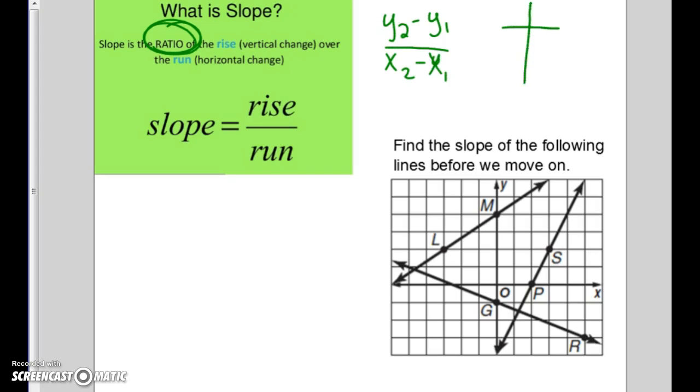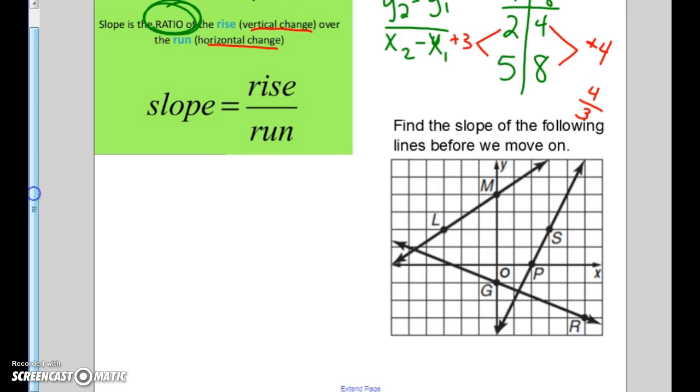We have also talked about slope this way, haven't we? Whereas if I had a 2 and a 4, and let's make this a 5 and an 8, what do you have to do to get from 4 to 8? Add 4. How do I get from 2 to 5? Add 3. So my slope would be 4 over 3. Okay, it's the vertical change over the horizontal change.